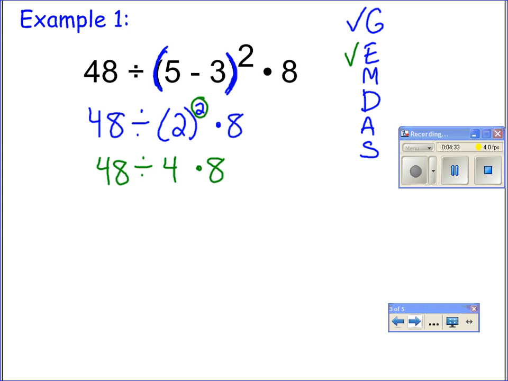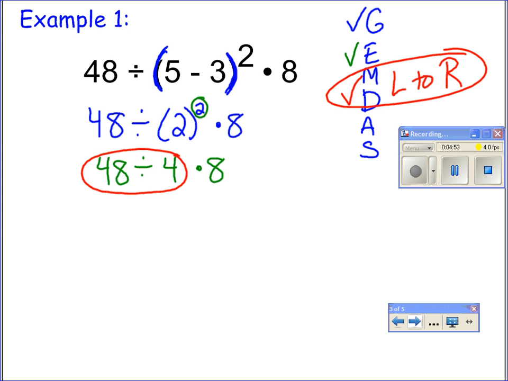Okay, so the next step is multiplication and division, and these go together in order from, I'm just going to write an L and an R, from left to right, okay? So all we have left in this problem is multiplication and division. We're going in order from left to right. So we're going to start with the first 2.